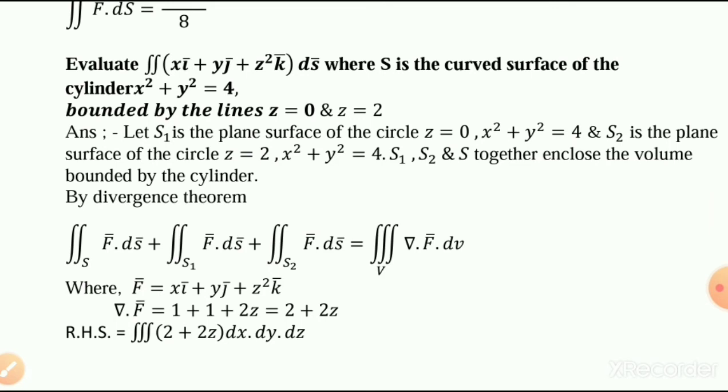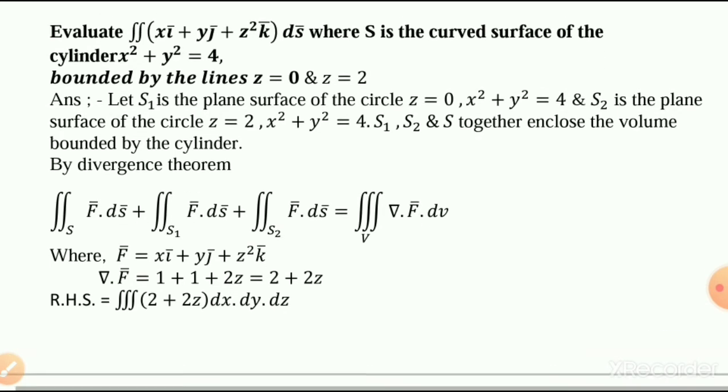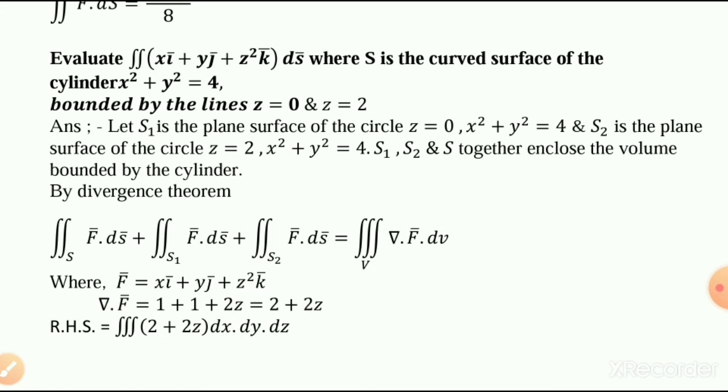Now let S1 be the plane surface of the circle, so z = 0 and x² + y² = 4. Because we know that when z is equal to 0, it becomes a plane surface and it becomes a circle. And S2 is the surface of the circle z = 2, x² + y² = 4. Here z is equal to 2. So S1 and S2 are the boundaries of the cylinder.